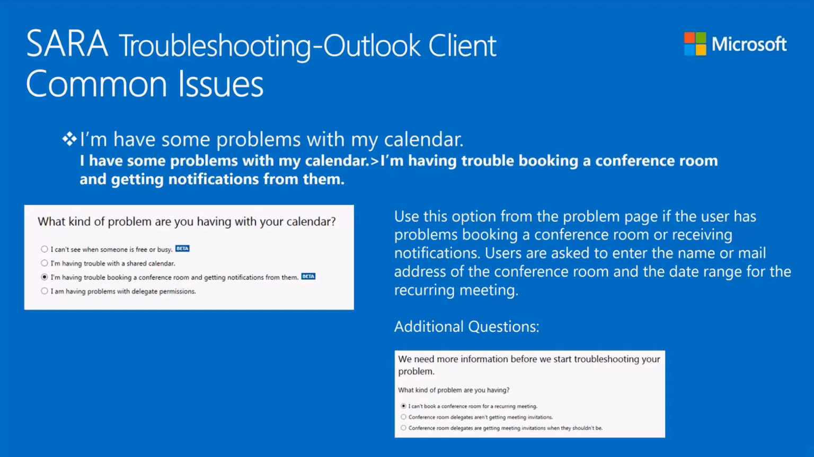Okay, within the same issue, I'm still having some problems with my calendar. If the user chooses, in the additional questions, the option saying I'm having trouble booking a conference room and getting notifications from them, this option checks permissions and settings for that specific conference room and displays an error if the start date and end date for the recurring meetings are outside the user's permissions. For example, if permissions don't include having no end date for the recurring meeting, and the user is trying to set a recurring meeting without an end date, then they will receive an error. And for example, conference rooms allow for recurring meetings for up to 180 days.